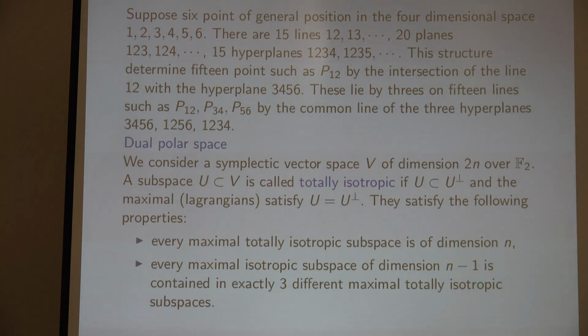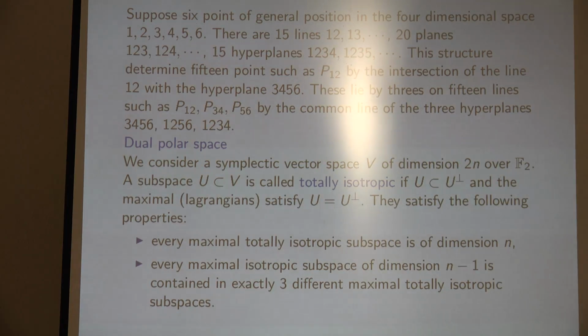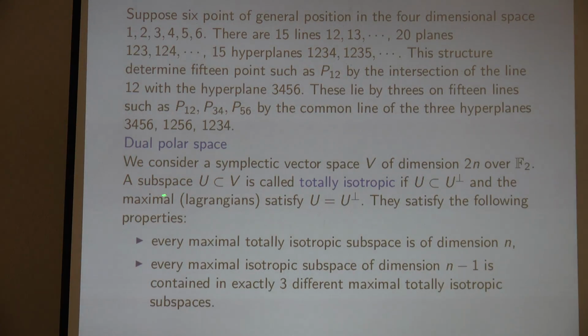But I want to give another interpretation, and this interpretation comes in finite geometry. For this, I recall the concept of the dual polar space, for which we consider a symplectic vector space V of dimension 2n over F_2, the field of 2 elements. And we say a subspace is totally isotropic if it is completely contained in its orthogonal complement. So when we have the maximal ones, these are what are called Lagrangians. And this gives you the identity between U and its orthogonal complement.